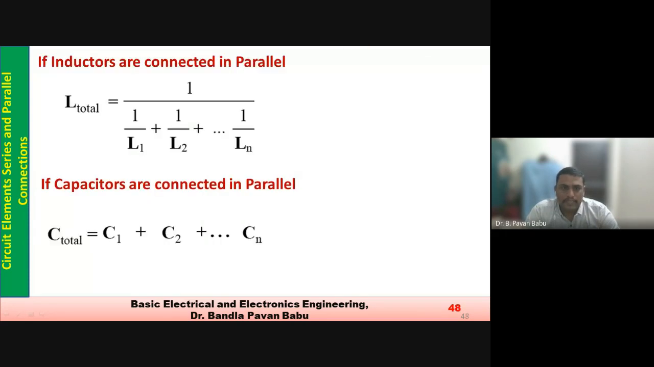I will give you the derivation of this in the next class, how we are getting C1 plus C2, why we add here, and why we go for cross multiplication. I will try to give you the derivation in the next session. So that's all for today.